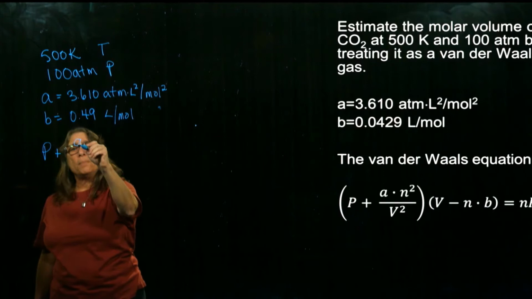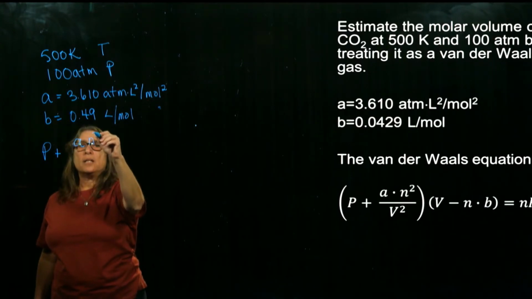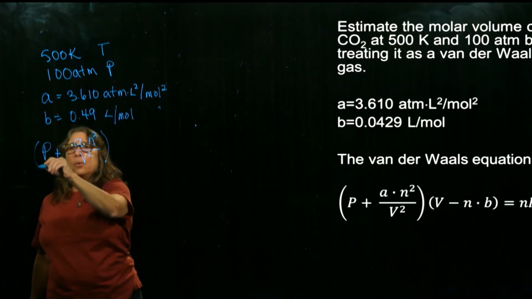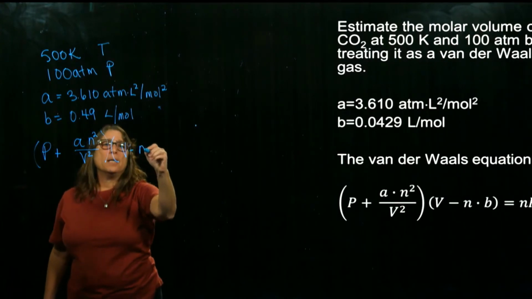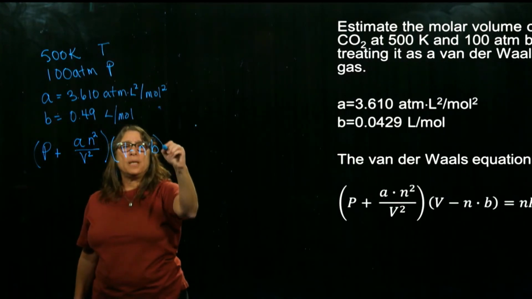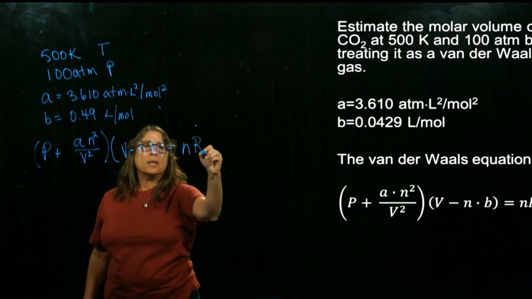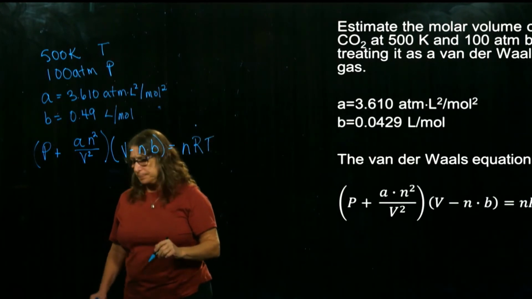And then I need my van der Waals equation, and it's a little complicated, but I just looked this up. It's the pressure plus the A constant times N squared divided by V squared, and that quantity is multiplied by the volume minus the number of moles times the B constant, and that's equal to the number of moles times the gas constant times the temperature.